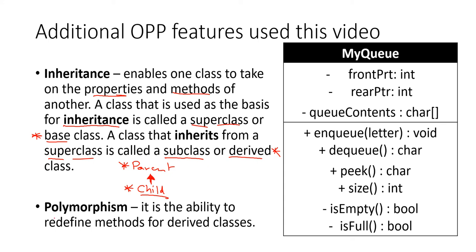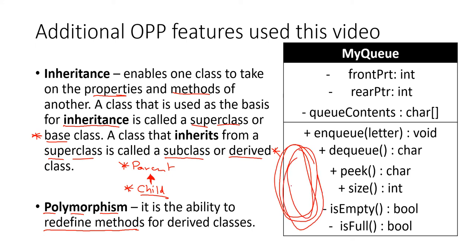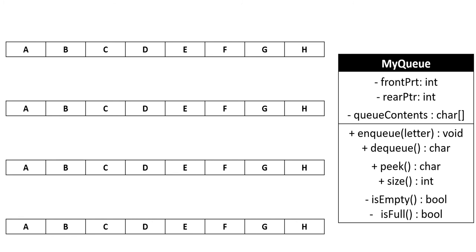And polymorphism we're going to see. So the ability to redefine the methods for a derived class. So we're going to have to redefine some of these for our circular queue class, because these just won't work for us in there. So why won't they work for us? Let's have a look at some special cases.